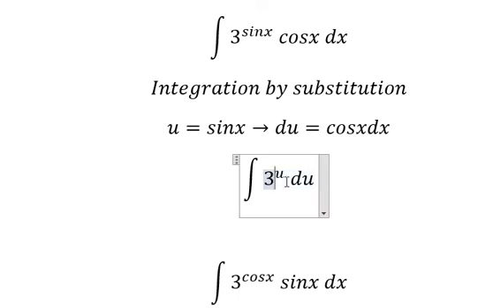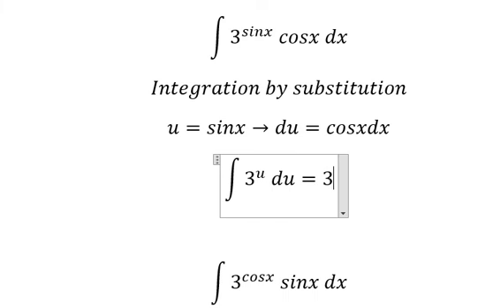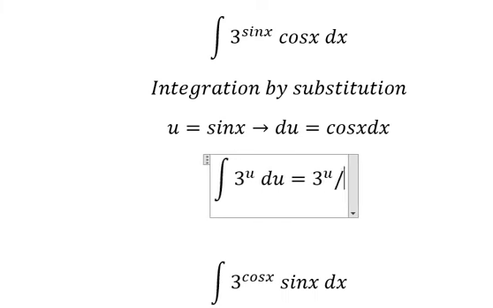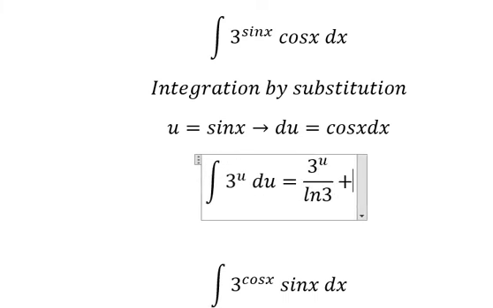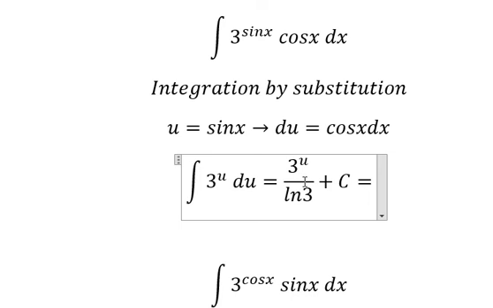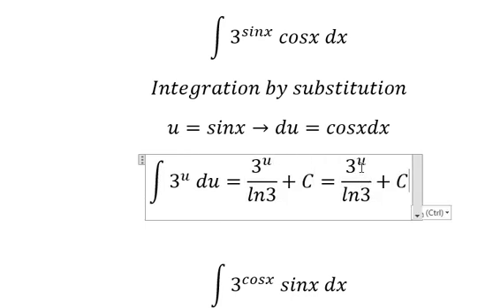So the integration of this one, we have 3 to the power of u over ln 3, and I will put c. About u, that is sin x.